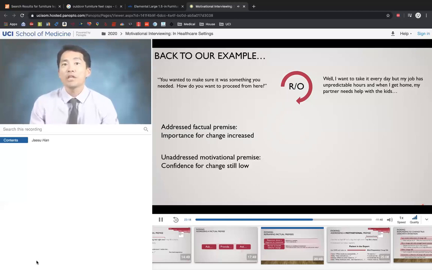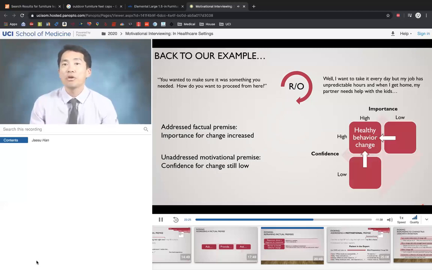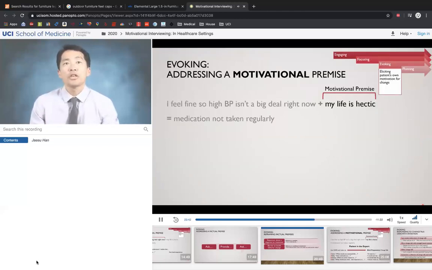However, what we find here is that we've not addressed the motivational premise that was mentioned earlier. So the patient's confidence for change is still low. What we know is that for a person to change behavior, not only does the patient have to find that change is important to make, but that they have high enough confidence to make that change. So let's look at the motivational premise.